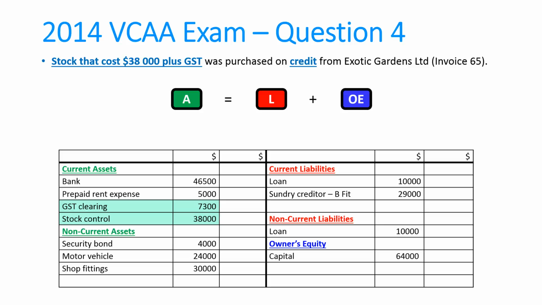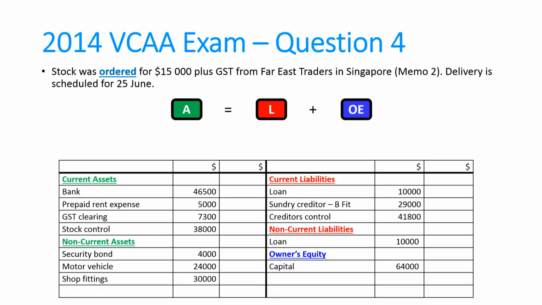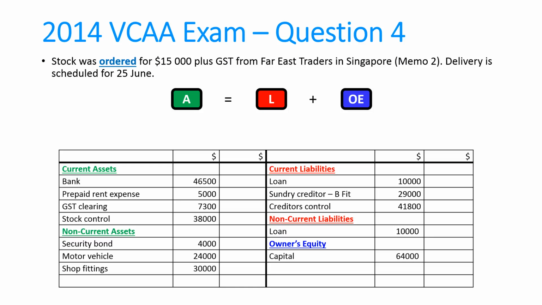And we bought this on credit, so what we won't do is add that to the sundry creditor. Sundry creditors are for buying non-current assets. When we buy stock on credit, that becomes creditor's control. So rebalancing all our assets, we get total assets of $154,800, liabilities of $90,800, and owner's equity of $64. And together, these two numbers equal $154,800.